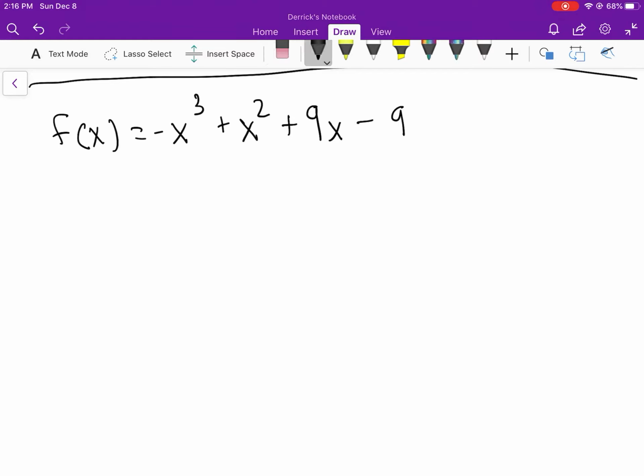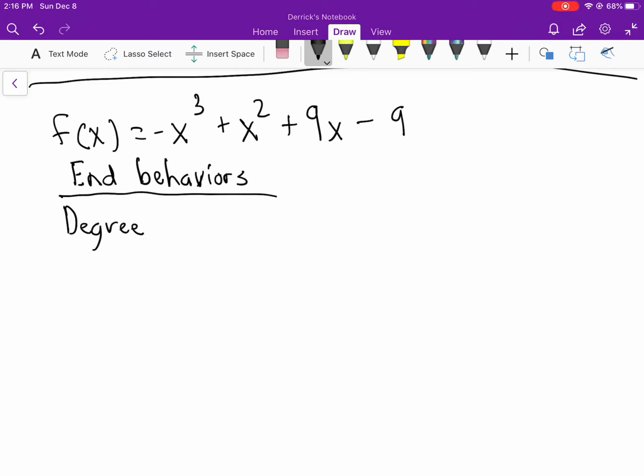Just for argument's sake. So if we want to find the end behaviors for this, first thing would be to look at the degree as well as the leading coefficient. Degree of this is 3. Leading coefficient would be negative 1. That means I have an odd degree just like last time, but this time I have a negative leading coefficient.